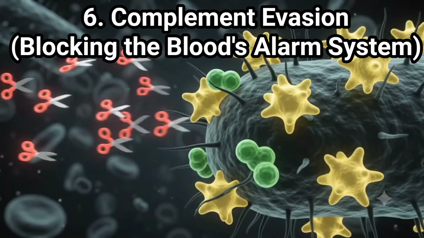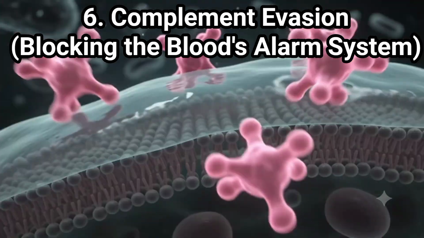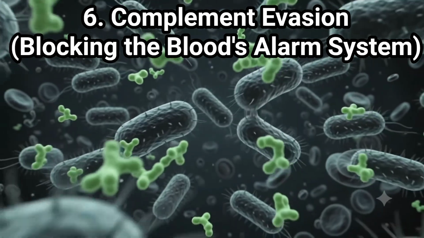Pathogens also evade the blood's complement system. They steal host proteins to disguise themselves as self cells. Unstoppable, they multiply freely in the bloodstream.